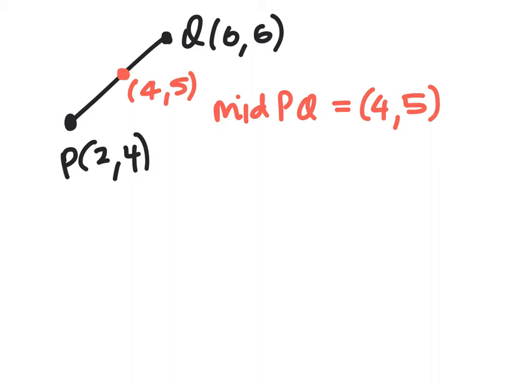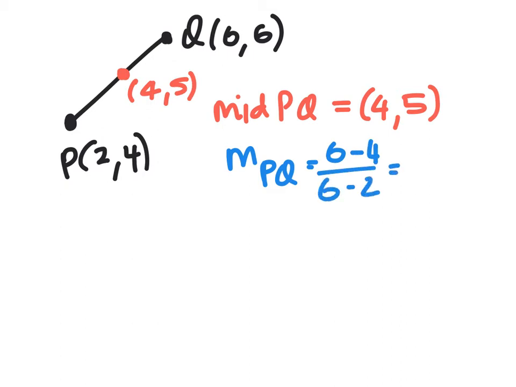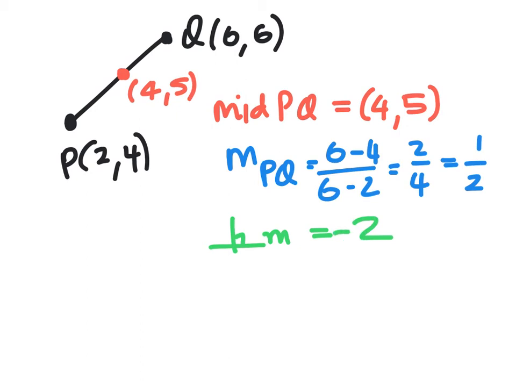Second stage was to find the gradient of PQ. So that's going to be 6 take away 4 over 6 take away 2, which is 2 over 4, which cancels down to a half. Third stage is to get the perpendicular gradient. So we turn the half upside down, which becomes 2, and we change it to negative 2.